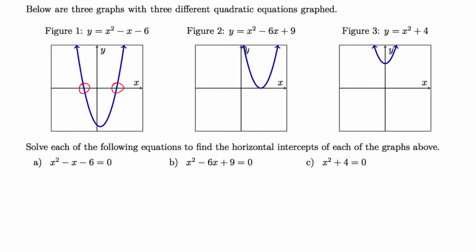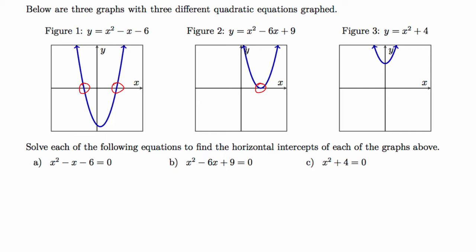The scales on this graph have purposely been left off, but no matter the scales we would use, this graph would have two x-intercepts. In figure 2, we have the graph of y equals x squared minus 6x plus 9. Again, the scales have been left off, but it doesn't change the fact that there is exactly one x-intercept. And in figure 3, we have the graph of the equation y equals x squared plus 4. We can see that this graph does not intersect the x-axis. No matter what scales we would choose to use for this particular graph, this particular parabola will never intersect the x-axis.